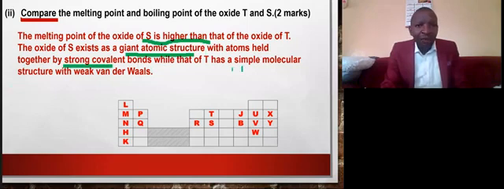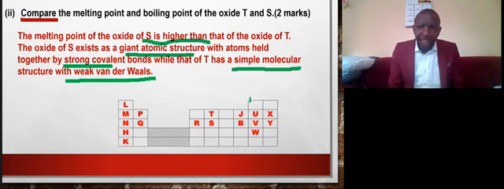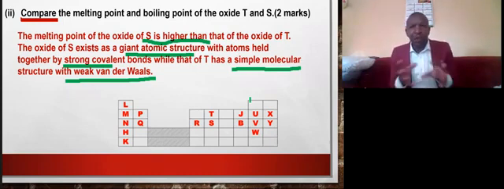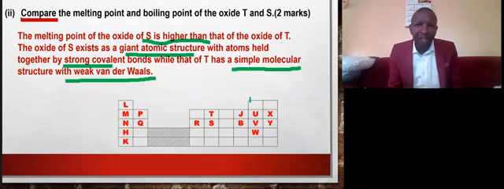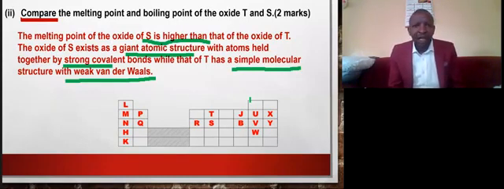While the other one has what? A simple molecular structure with weak van der Waals forces. So you can see there is a marking point for comparing the different types of structures, and mentioning each bond and each structure, you score half. So that question might end up giving you 3 marks, because now you are just told to compare. But sometimes you may be told directly to explain why the oxide of T has a lower melting point than the oxide of S. Very important. Are you getting that right?